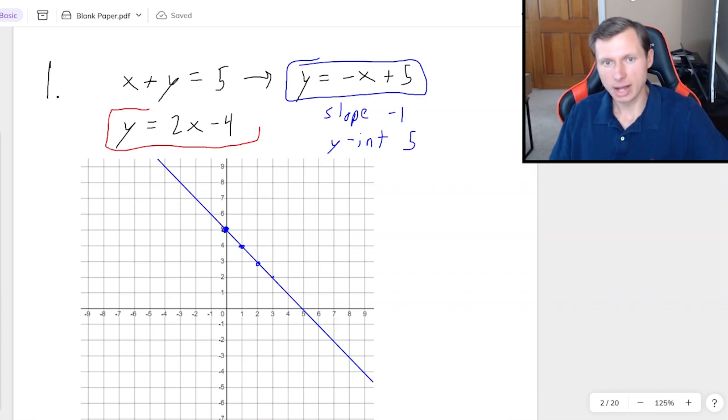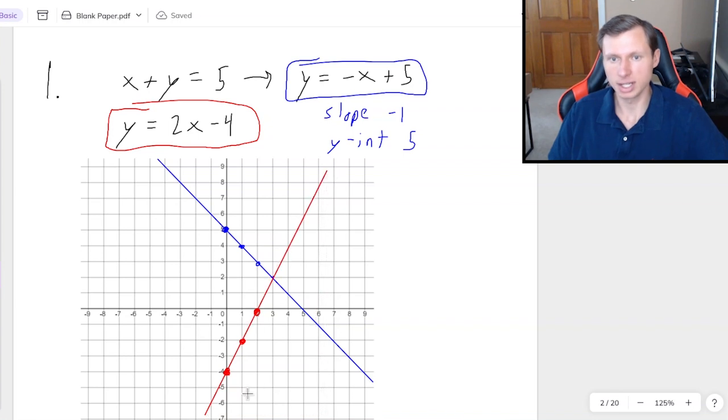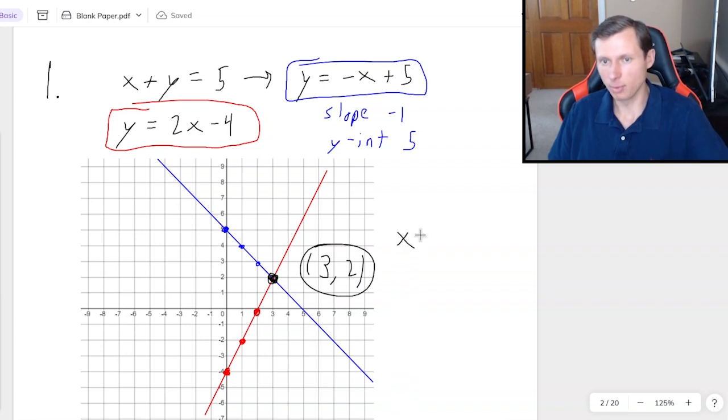Now for the second graph, 2x minus 4. We know the y-intercept is going to be at -4, and then the slope is positive 2. That means up 2 over 1, up 2 over 1. And again, doing the same thing, drawing a nice line through all of these points, and we're going to get something that looks like that. Finally, we see where the graphs intersect at that point right there, which is 3, 2. There's our solution, which is, by the way, x equals 3 and y equals 2.